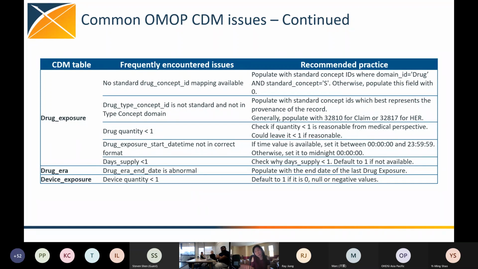So hey, the drug exposure here, again, the same one. You're not mapping it to anything that should be standard. So you need to always check that it's mapped to a standard. The drug type concept ID, either it's not standard, or it is not populated.